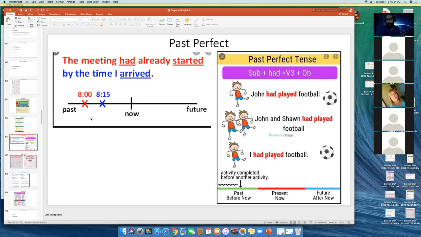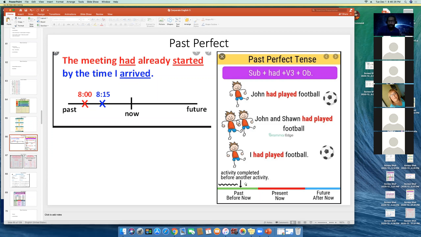Now, let's use the examples with John. And as you guys can see, you see here the subject, the word had, the third form of the verb, and then the object. John had played football. John and Sean had played football. I had played football. And so all of these are examples of the past, before the now.